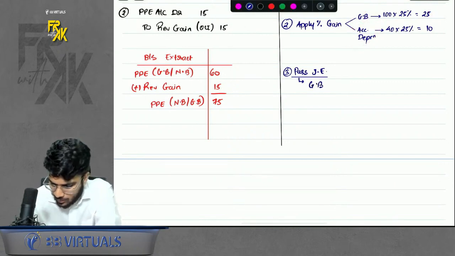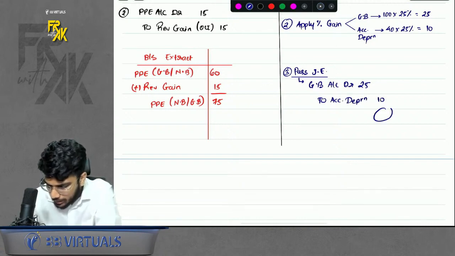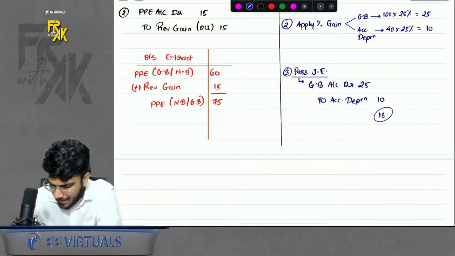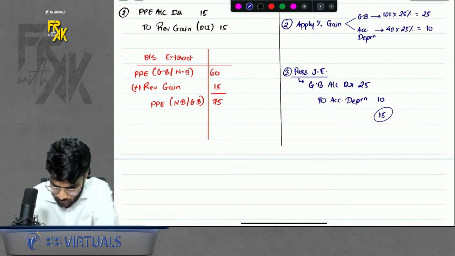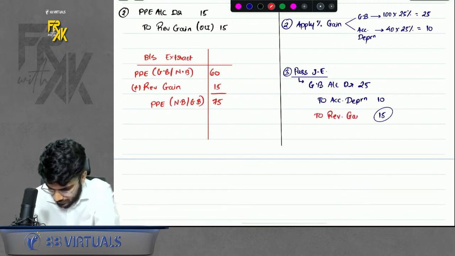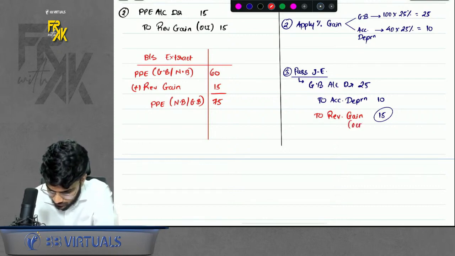If I want to increase the gross block, I will debit the gross block by 25. If I want to increase the accumulated depreciation, I will credit it by 10. You will get a balancing figure, and it will exactly match the amount of revaluation gain. So you will call this revaluation gain, which is transferred to OCI.